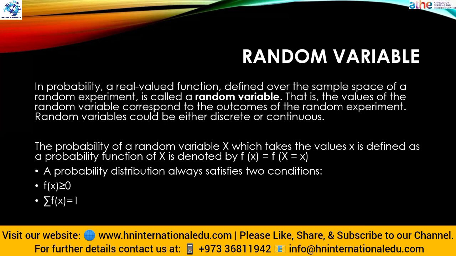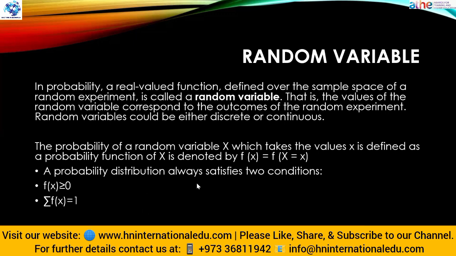The probability of a random variable X, which takes the value x, is defined as a probability function of x and is denoted by f of x. F is basically called the function, and f of x is equal to the probability that capital X equals small x. Here the capital X is the random variable for which we are going to perform the experiment, which takes the value small x as the probability function, like the number of times this is going to happen.